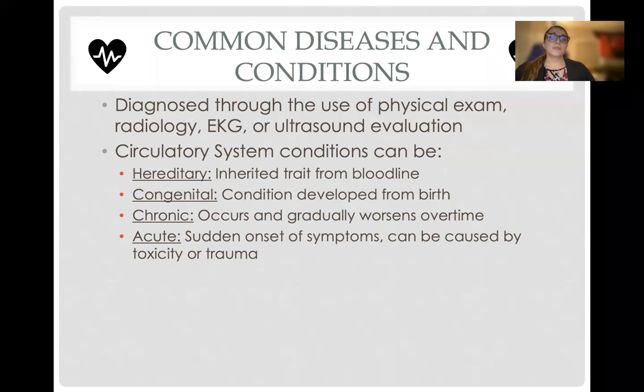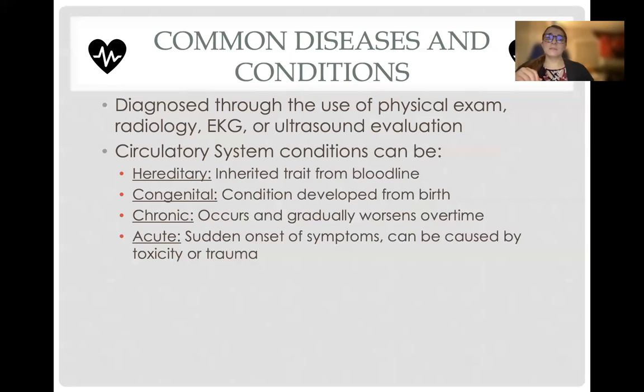Now, some different circulatory system conditions can be associated as such. They can be hereditary, congenital, chronic, or acute. So hereditary, that's talking about being inherited as a trait from the bloodline. So whether the parents had it or the grandparents or prior, it's something that was carried down as a trait through that bloodline. We'll also see congenital conditions. And these are conditions that were developed from birth. So something that the patient will have for lifelong throughout and was established at birth.